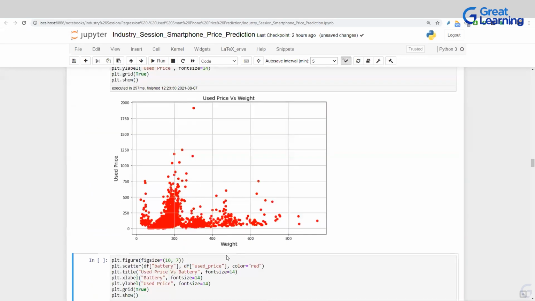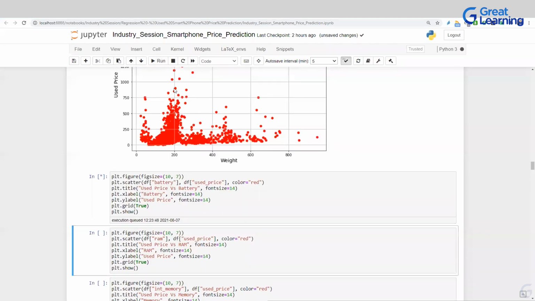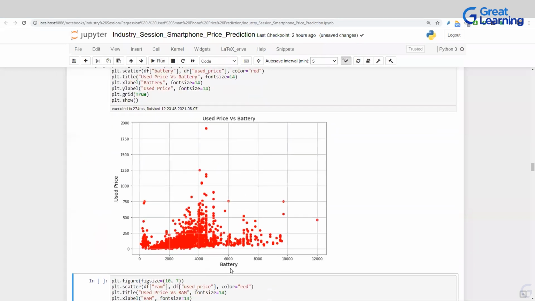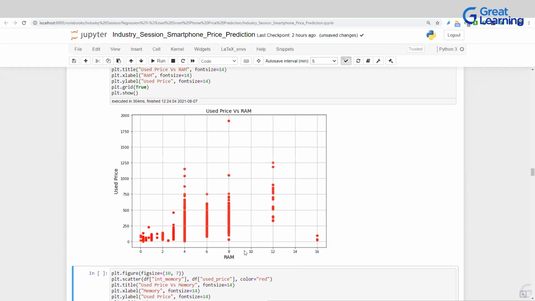Then if you look at the weight of the phone, not so much of a great relationship here. We can say it's kind of a random scatter. Doesn't matter what the weight of the phone is, the used price might not be related to weight. If you look at battery capacity, again, the same thing. Seems like some positive relationship. If the battery is increasing, the used price is also increasing, but slightly, not that great. This is from the RAM. Again, doesn't seem to have that much of a relationship.